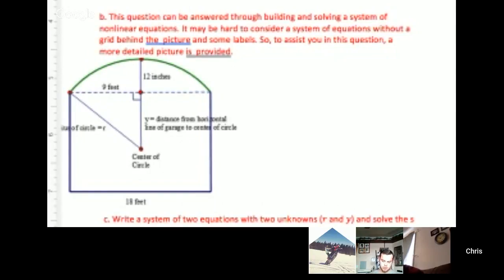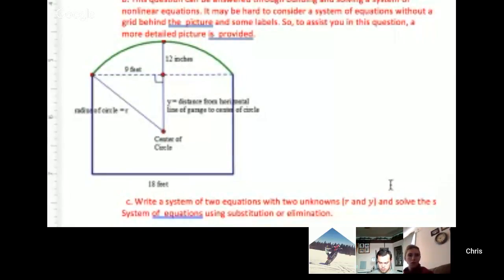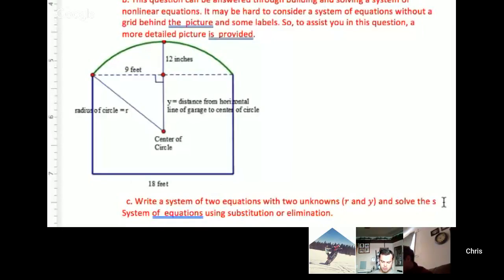System of two equations with two unknowns, and solve the system of equations. What is the S? What is S? That's what applies here. The two unknowns should be R and Y, and S should be the system of equations. S should be the answer. What is the answer, though? What? This makes absolutely no sense.